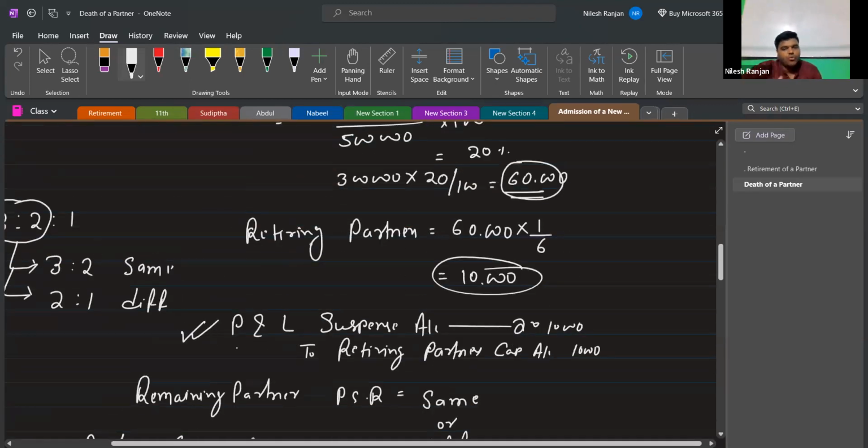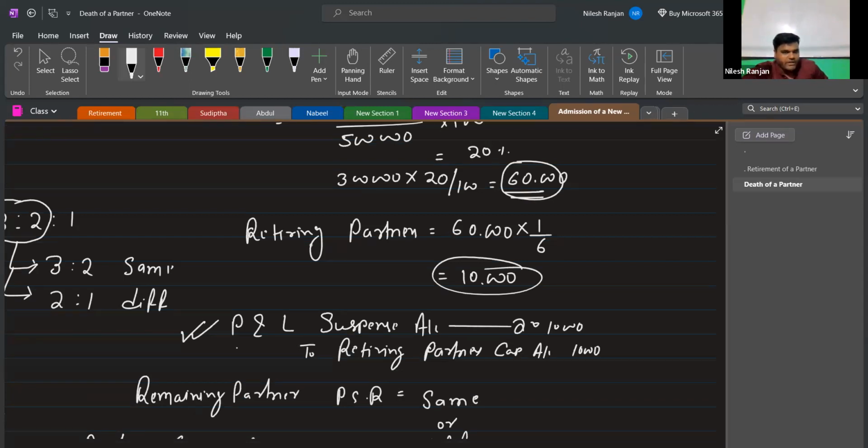So these two concepts are different from retirement. The first concept is the calculation of profit on the basis of time or sales. And the second concept is the executor's loan account. It is only a change of name. It is prepared in the same manner as the retiring partner's loan account.